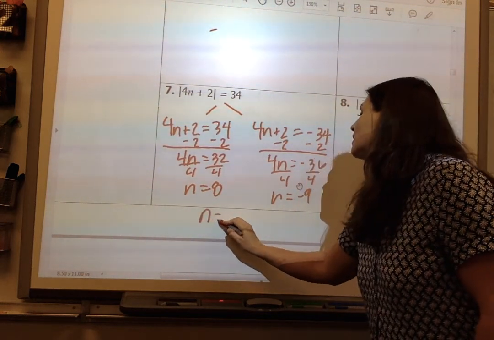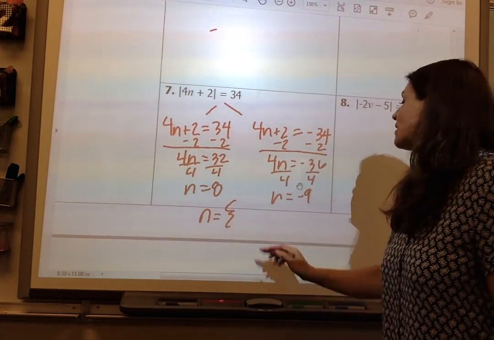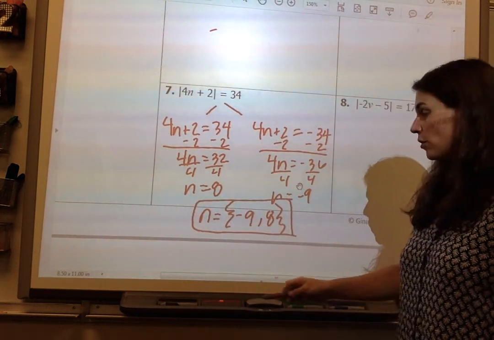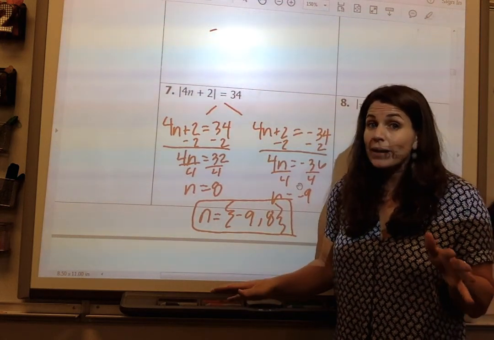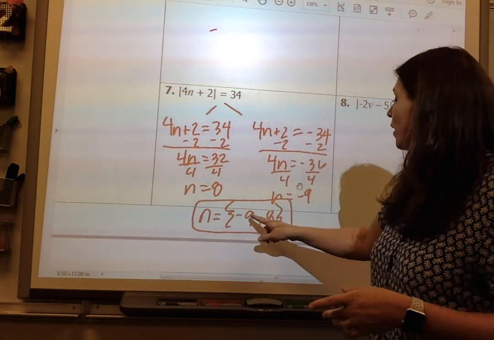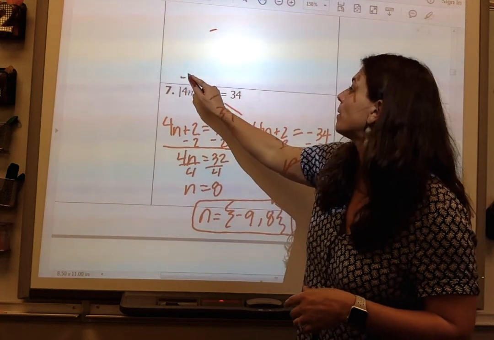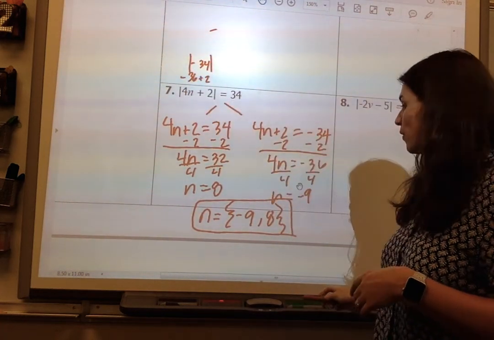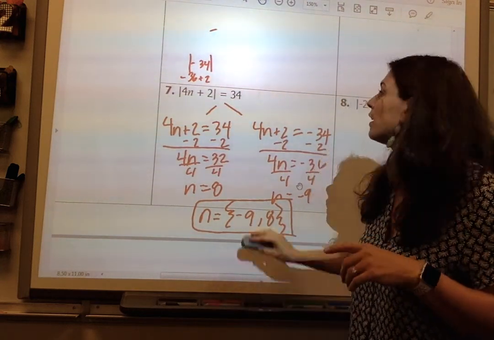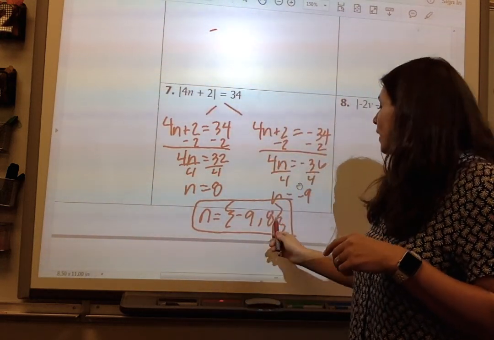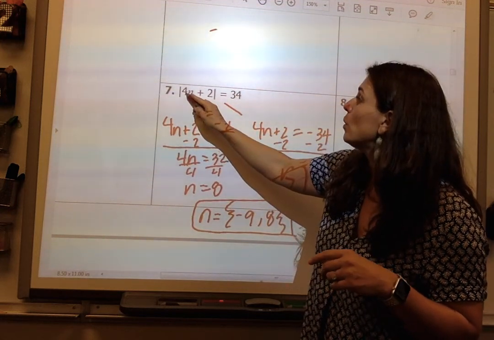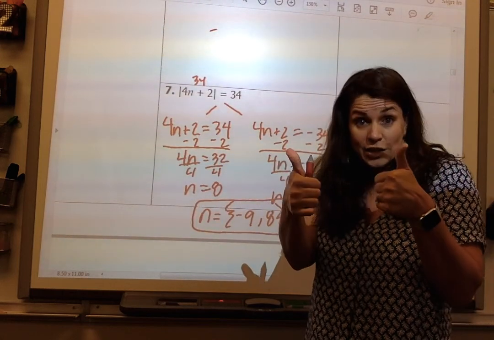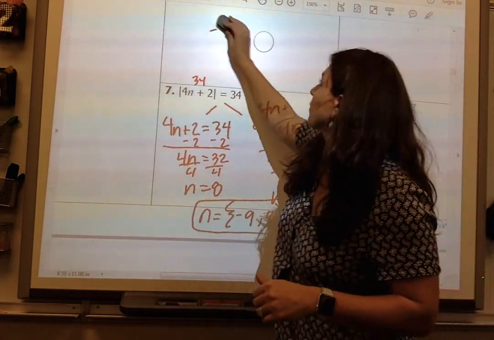And now step 4 is a solution set, least to greatest. And then I box my answer. Of course, what makes algebra great at this step is that you can check your answer. So if you plugged in a negative 9, that would be negative 36 plus 2 is a negative 34. And the absolute value of negative 34 is 34. So negative 9 checks out. I can also plug in 8. 8 times 4 is 32. 32 plus 2 is 34. And the absolute value of 34 is 34. That checks out.